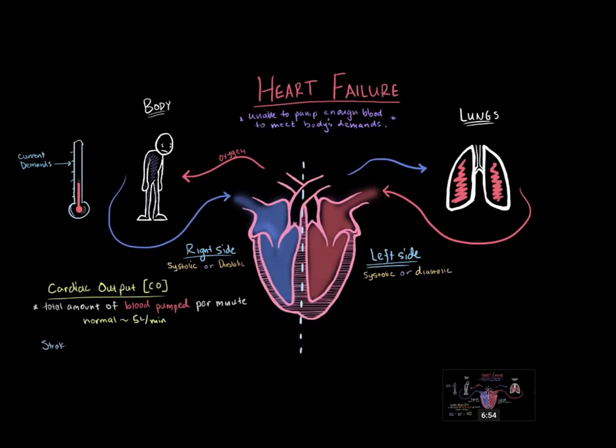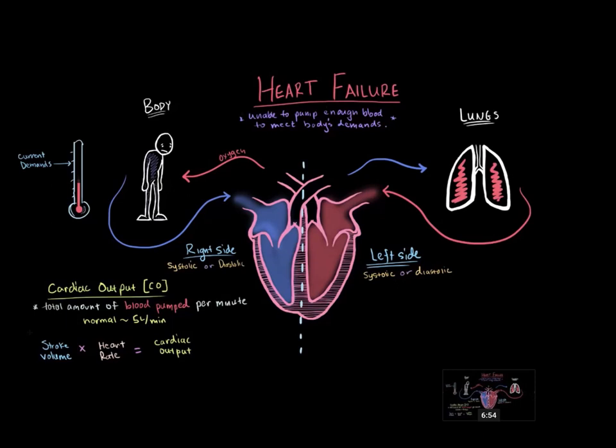And the first is stroke volume, which is the amount of blood pumped out every beat, which is different than cardiac output because it's every beat, not every minute. And so we take this stroke volume and we multiply it by your heart rate, which is measured in beats per minute. And those two multiplied together equals your cardiac output.